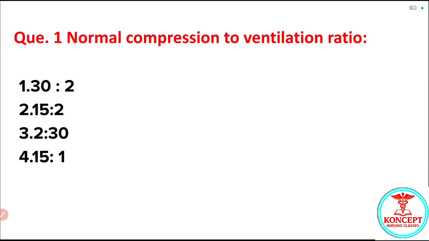Hello friends, in today's class we will discuss most repeated nursing questions for all upcoming nursing officer, CHO, staff nurse exams. Question number 1. Normal compression to ventilation ratio is 30:2, 50:2, 2:30 and 50:1. Correct answer is option 1, 30:2.